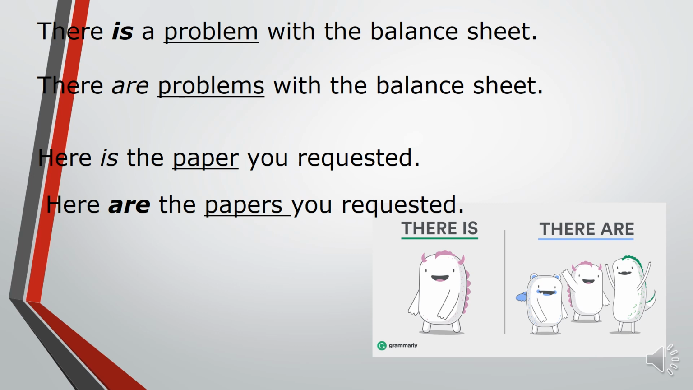And then for the next one, we have here is the paper you requested. So the underlined word is our subject, which is singular. That is why we use here is. And then the next one, here are the papers you requested. So the underlined word papers is plural, and of course, we will be using here are, which is also plural.